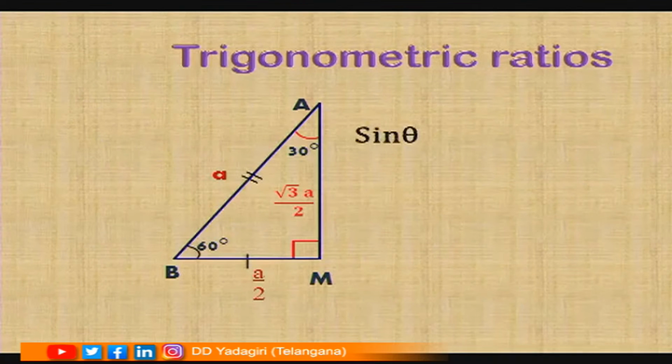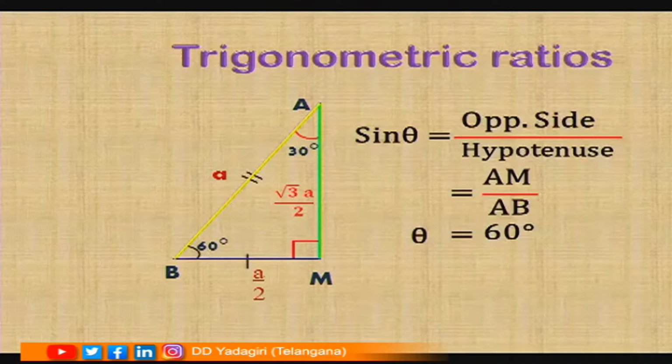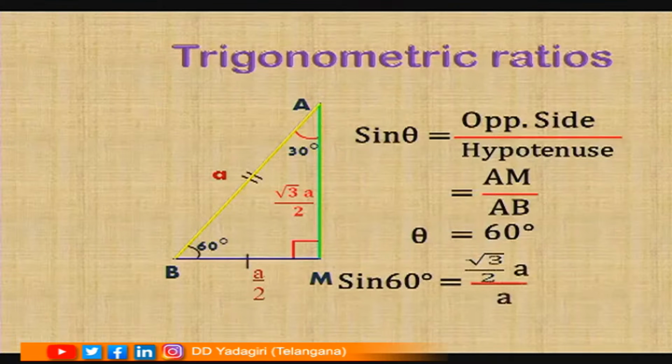Now, sin theta as per the condition, I can say it is opposite side by hypotenuse. So, which is equal to how much here? AM by AB. Here what is the theta? It is 60 degrees. Therefore, sin 60 degrees is equal to root 3 by 2 A by A, where AM is equal to root 3 by 2 A, and the hypotenuse AB is equal to A. So, if I cancel A in the numerator and the denominator, I will get the value root 3 by 2. Sin 60 degrees is equal to root 3 by 2.